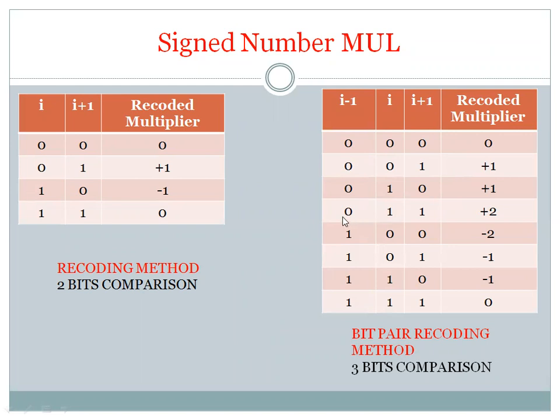And take the next row. So here also the first bit is 0. Then we have to count the number of ones in the combination. Here there are 2 ones present. Therefore, plus 2 is the recoded multiplier.